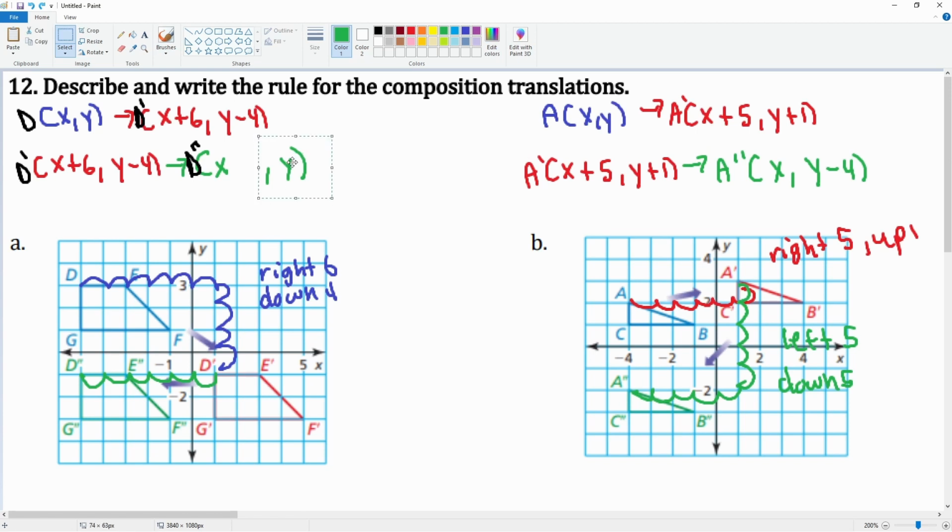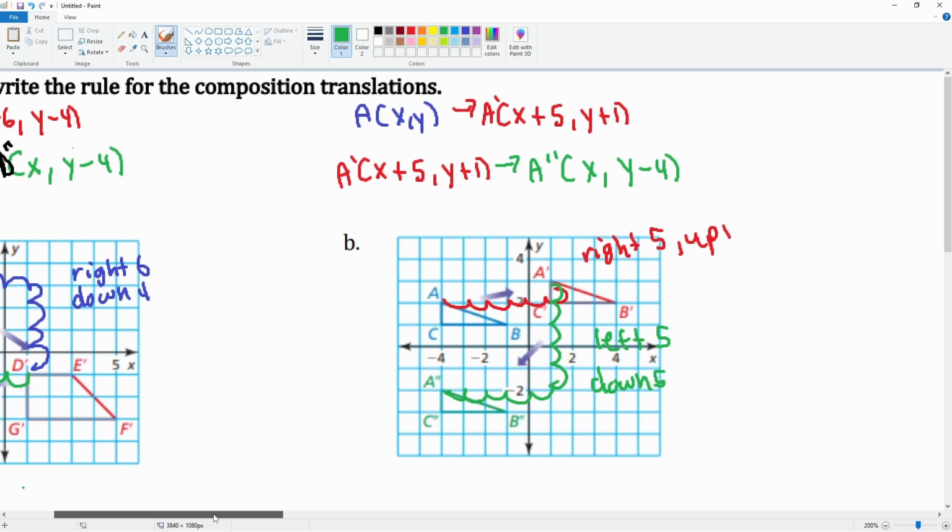The Y is what changes. The Y was minus 4. Nothing happened to it, so it stays as a minus 4. So let me just fix this. Minus 4. So there you go. That would be the correct answer. All they're doing is going down 4. 1, 2, 3, 4. Right. That's how I double checked it. Okay. There you go.